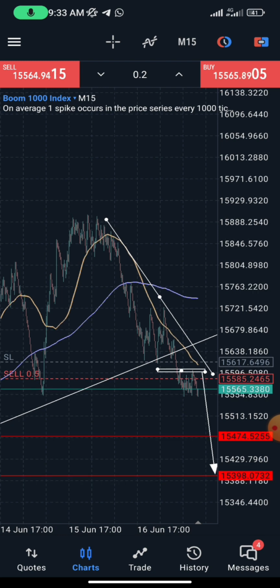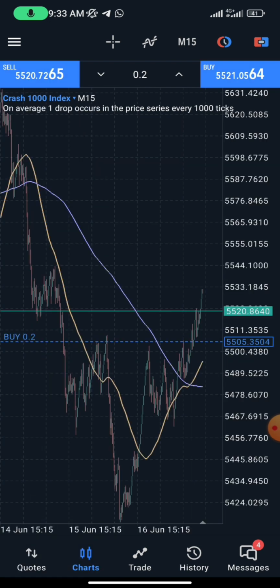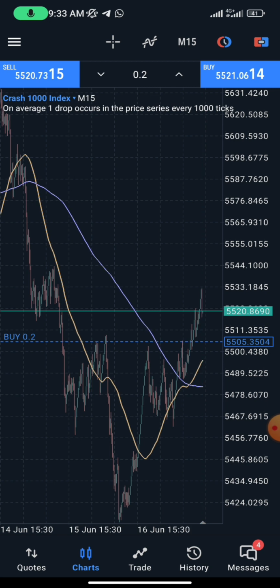This is that trend, right? And the market is currently on that trend, which means the sell is still valid, very, very valid, guys. So this is just a simple thing. We have one remaining on the Crash 1000, right? This is the trade on the Crash 1000 buy.